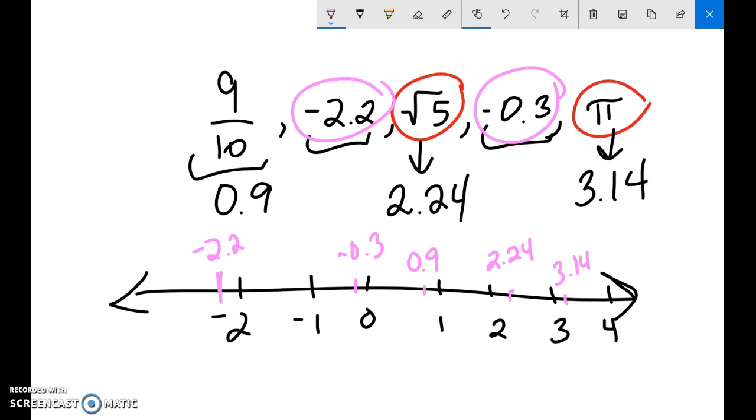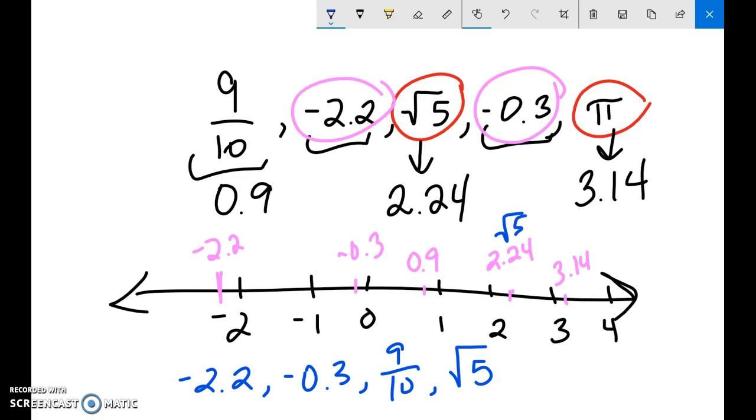So we're going to order them now from least to greatest. And make sure you put it in the original form. This is again square root of 5 and pi. And that's your answer.